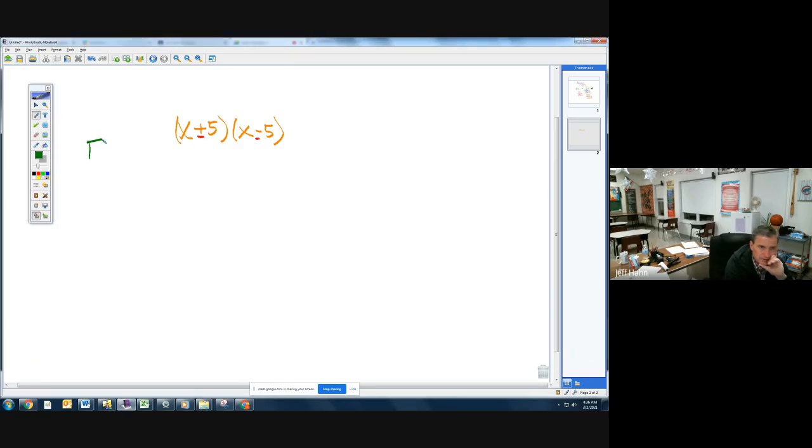Doing FOIL again, the first terms give me x squared, but what happens on this, something that you can talk to your parents about, if you do the outside terms, you get minus 5x. If you do the inside terms, you get plus 5x. And guess what? A minus 5x and a plus 5x gives you nothing. You get no middle term. But you do get that last term, when it's 5 times negative 5, which is negative 25.